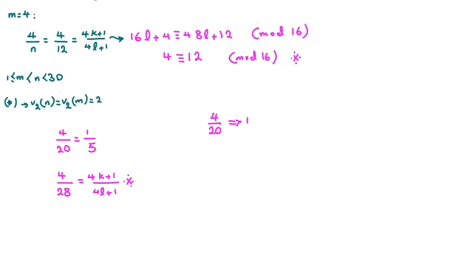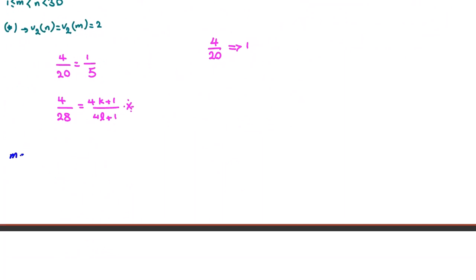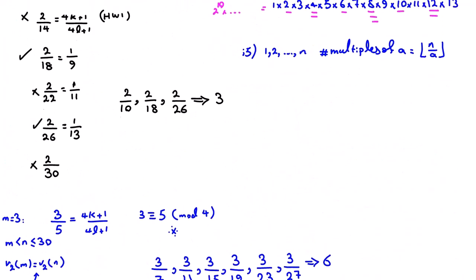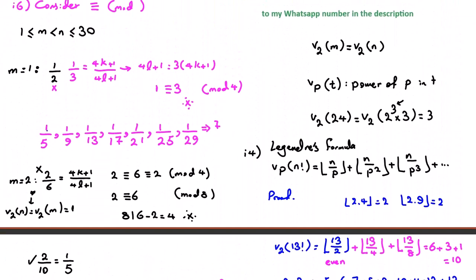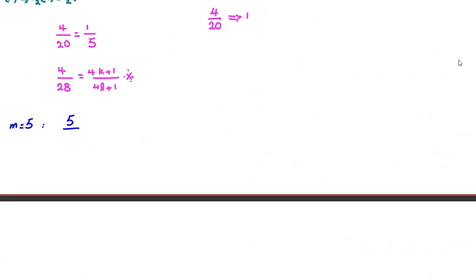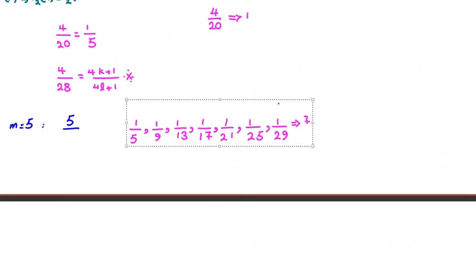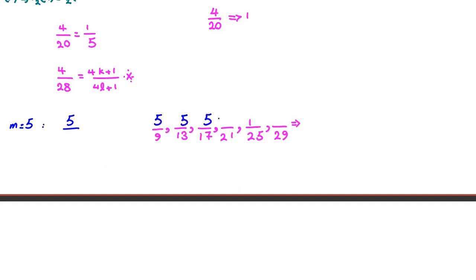Okay, now similarly, we can check the next numbers if m is 5. So again, we should divide 5 by odd numbers. 5 is exactly similar to 1, okay? So for 1, we said 1 over 5, 1 over 9. Let me copy this part. And I want to say for 5, it will be what? Because n should be greater than m, let me erase these things. And it will be 5 over 9, 5 over 13, 5 over 17, 5 over 21, 5 over 25, and 5 over 29. Okay, they will be 4k plus 1 over 4l plus 1.